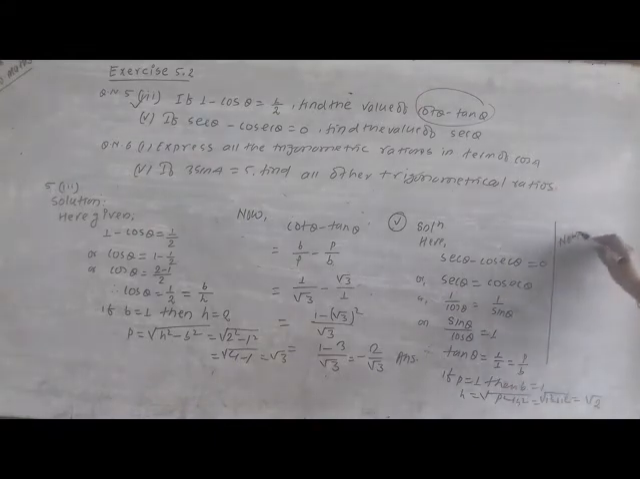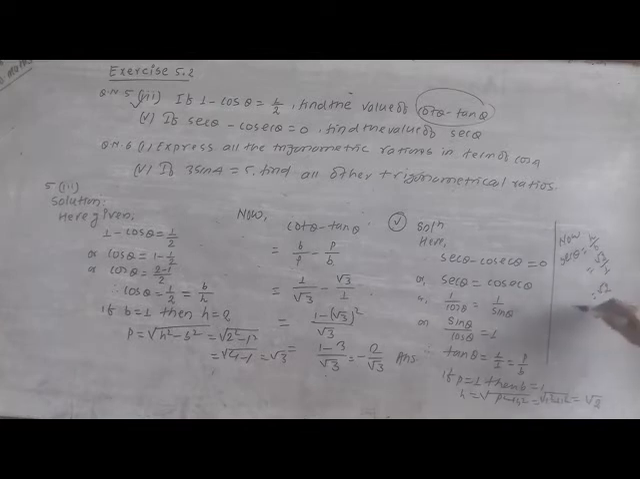Yes, so now you know sec theta is equal to, what is the formula to calculate sec theta? H by b. So h is equal to, what does h represent? Root 2, and b is 1, so root 2. In this way you should find the value of sec theta.